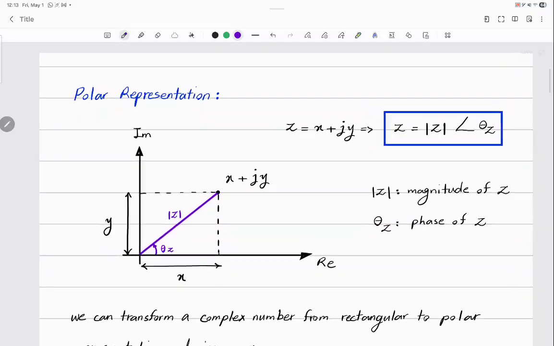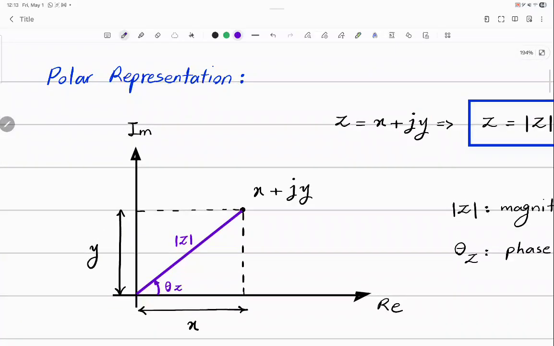Now, if I have the magnitude of z and theta z, is there any way I can transform this to x and y? Can I do that? How? Yeah. So if I multiply the magnitude of z by cosine of theta z, it will give me x. And if I multiply it by sine of theta z, it will give me y. So I can easily transform from polar to rectangular.